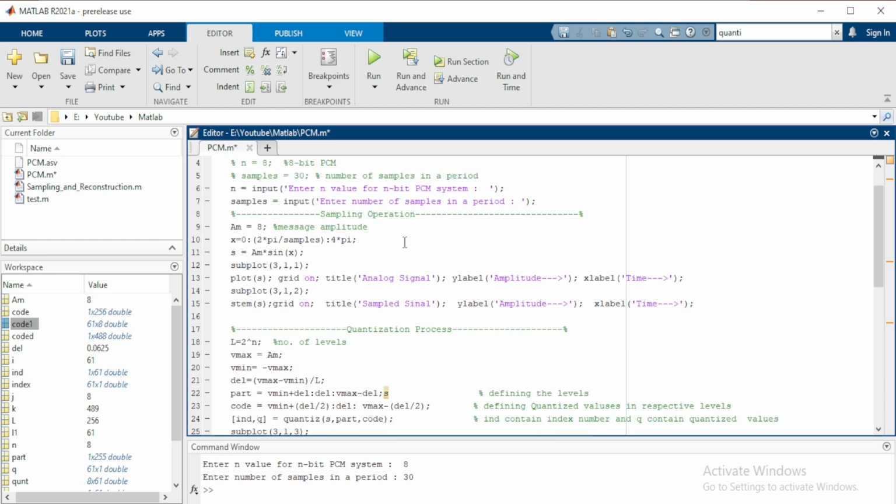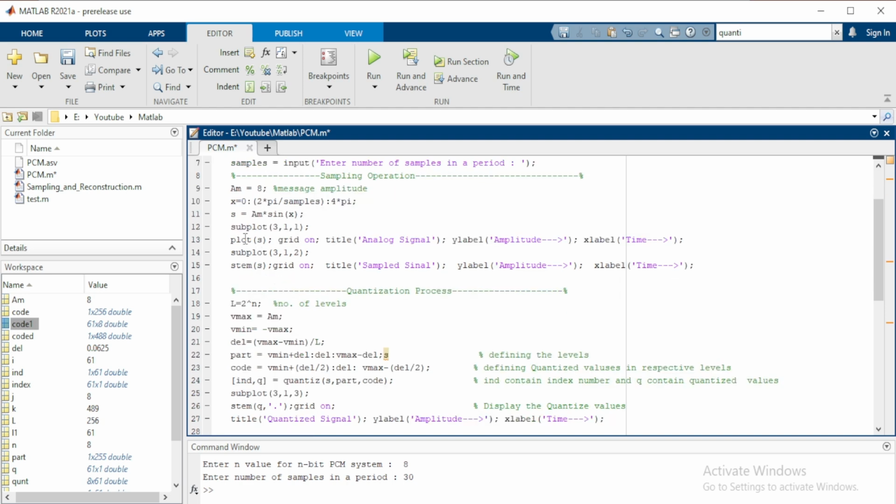The first block of PCM is the sampling operation, which I have already discussed. I have already made a video in which I did a detailed analysis of sampling and reconstruction, so I am not going too deep into sampling. This is basically generating a sinusoidal signal and plotting it as the original, and we plot the stem of that sinusoidal signal to get the sample-like signal.